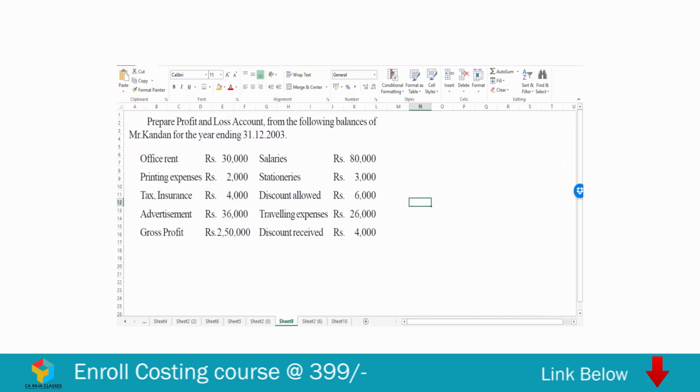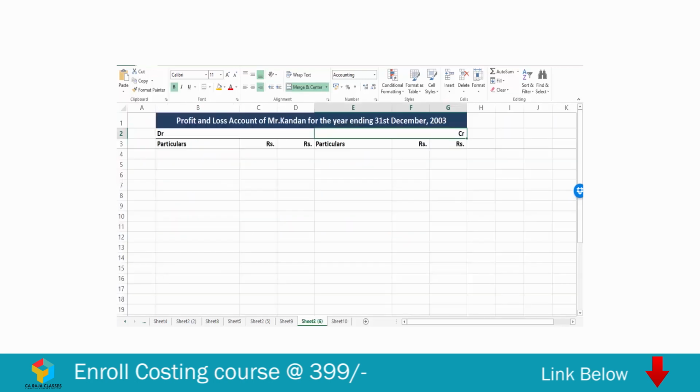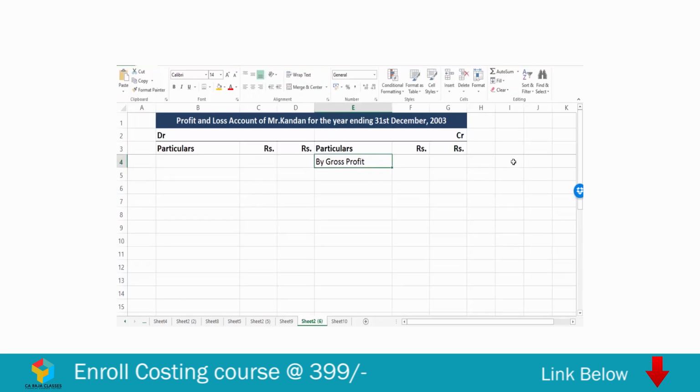Okay. So what are the information we have? We have office rent, printing expenses, tax, insurance, advertisement. All these items will appear on debit side. Of course, what about the gross profit? This is something which is transferred from trading account, so that item will appear on credit side. Okay, so first let's capture that by gross profit. So let me put it, gross profit amount was 2,50,000, right?